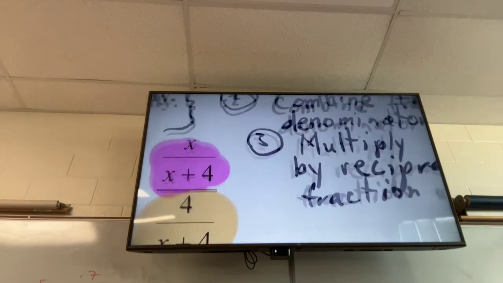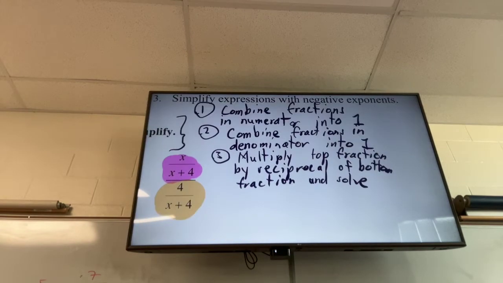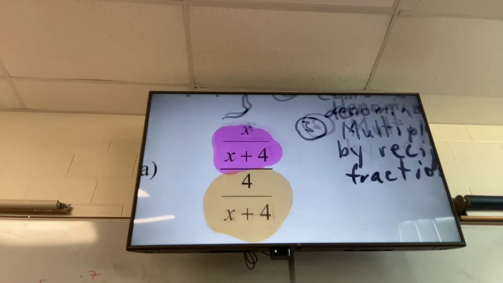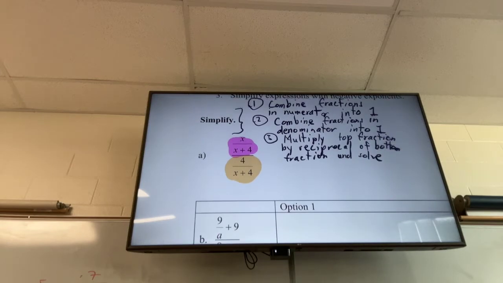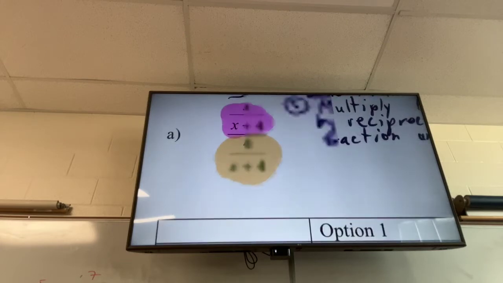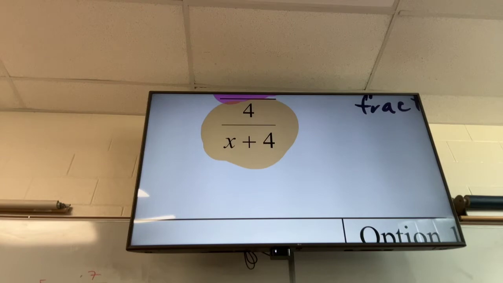So first step is combine the fractions in the numerator into one. So we need to make sure there's only one fraction in the top, in the pink. Anyone notice it's already done for us? Yeah, it's already done for us. Cool. I should say simplify here. In the bottom, step 2, make sure there's only one fraction in the bottom. Did we do that? Yes, we did.